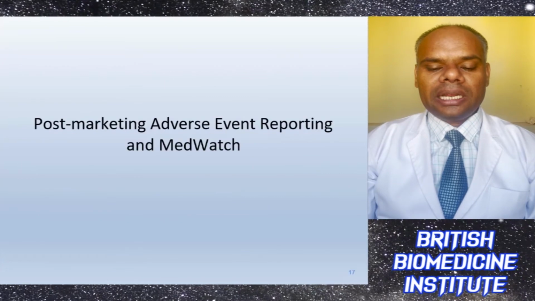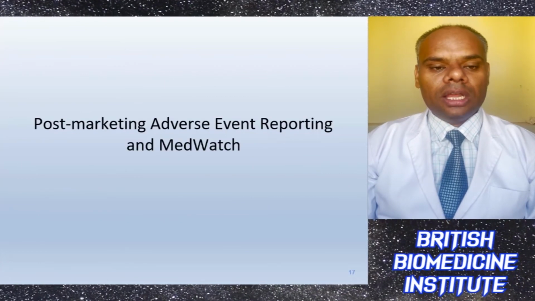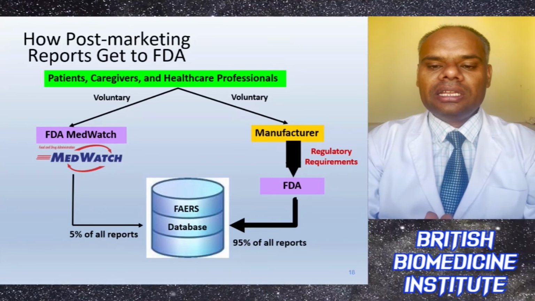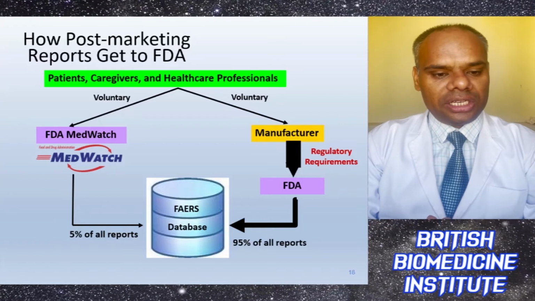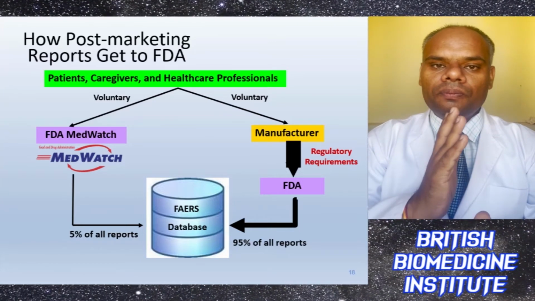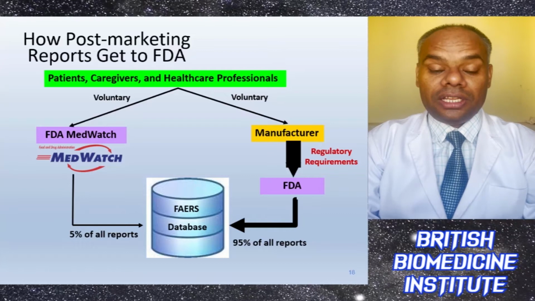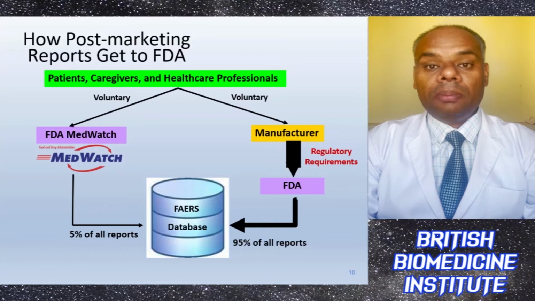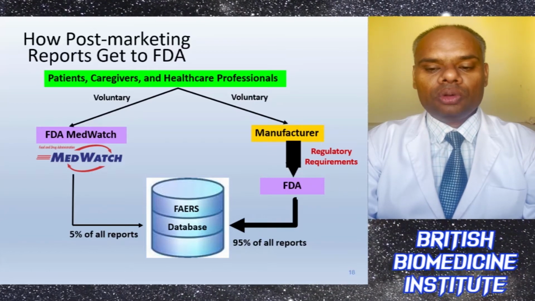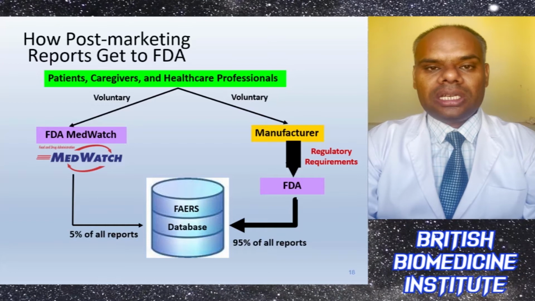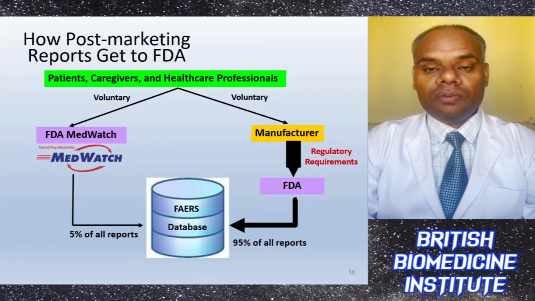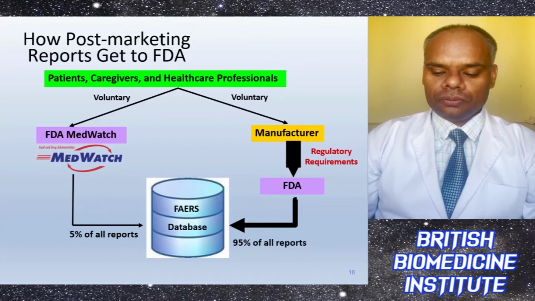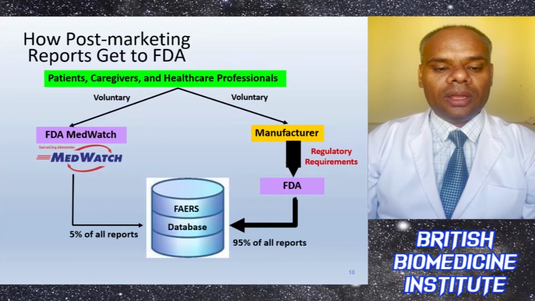Under post-marketing adverse event reporting and MedWatch, basically we get clinical data from patients, caregivers and healthcare professionals. They are all volunteers, and the information can go to the manufacturer or to FDA MedWatch. Under voluntary reporting, some information can go to the manufacturer, which will then be processed to the FDA. In mostly 95% of cases, manufacturers report the adverse events, whereas only 5% are reported directly to MedWatch.